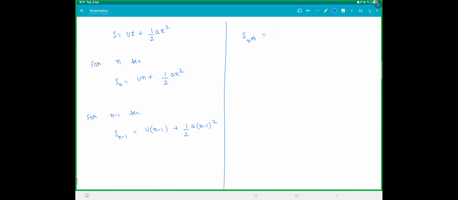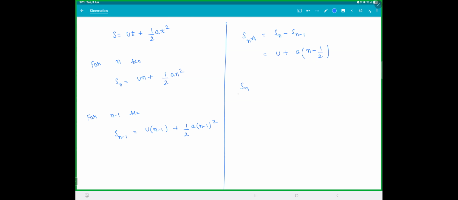So the nth second will be Sn minus Sn-1. This will be un plus half an square, and the half an square terms will cancel. You will be stuck with un into n minus half. If you simplify this, that's what you'll get. So you can treat this as a formula for the nth second, but you can always derive this, it's not a really super formula. So you're done.